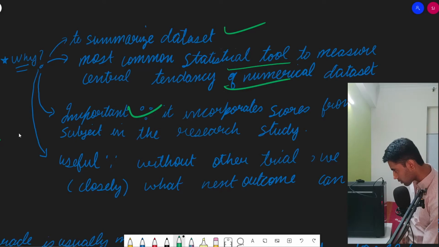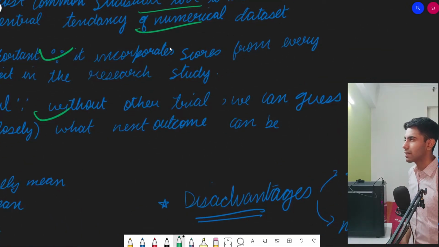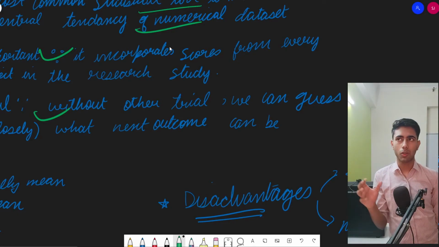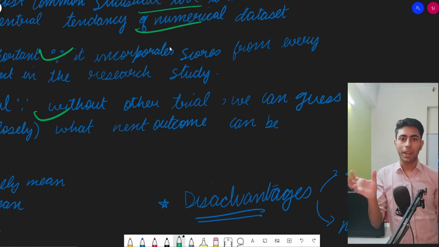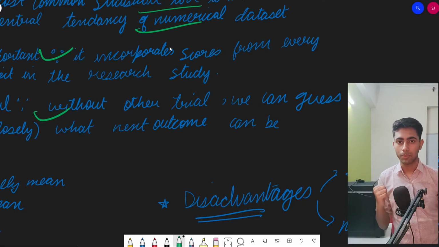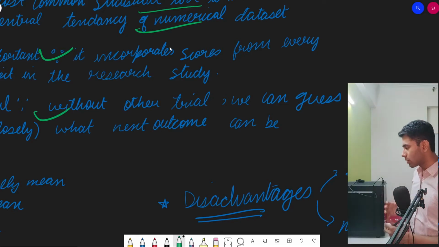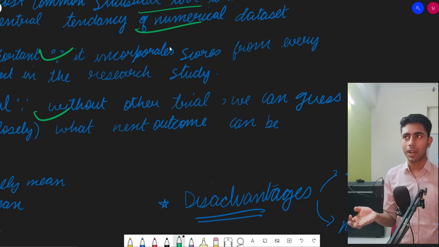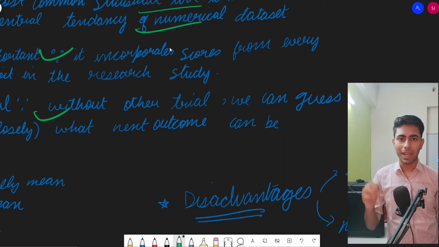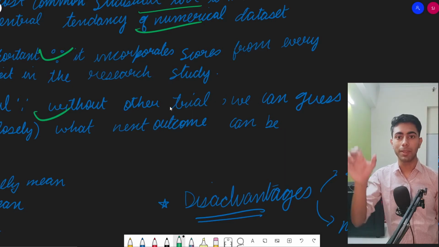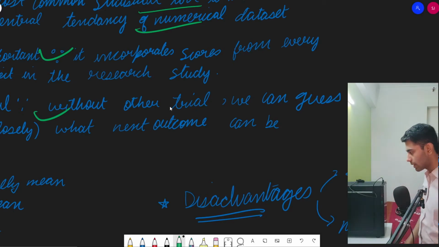Also, it is useful because once you have calculated the mean, then just by guesswork you can find out closely or approximately what your next value is going to be. And because of this, whenever data scientists are cleaning their data and they are finding missing values, then oftentimes they fill the missing rows with mean. So that's why mean is used.